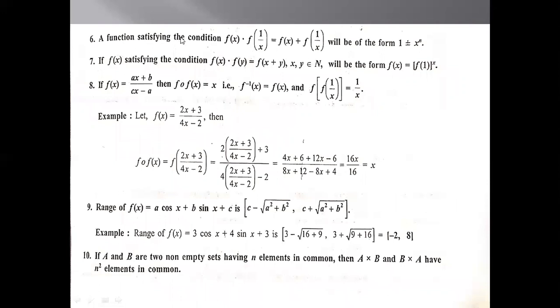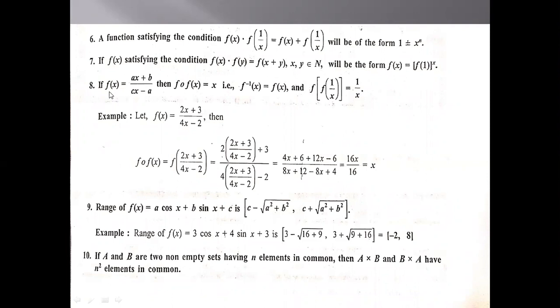Sixth one, a function satisfying the condition f(x) times f(1/x) is equal to f(x) plus f(1/x) will be of the form 1 plus or minus x to the power n. And seventh point, if f(x) satisfies the condition f(x) times f(y) = f(x plus y), where x, y belong to N, it will be of the form f(x) is equal to f(1) whole to the power x.